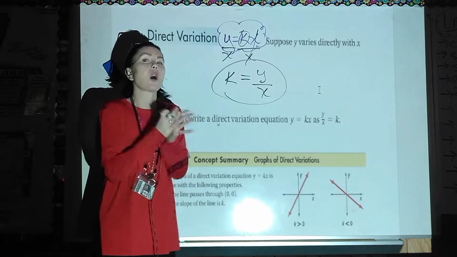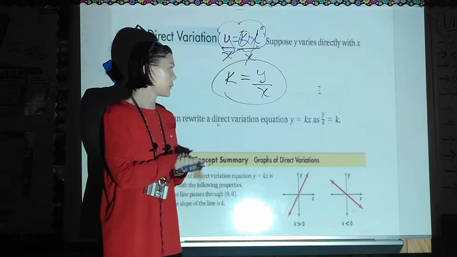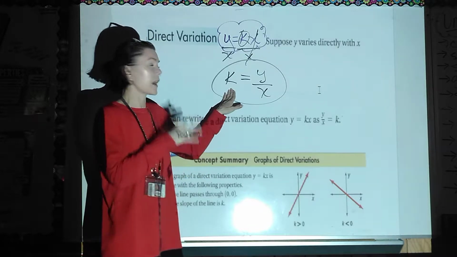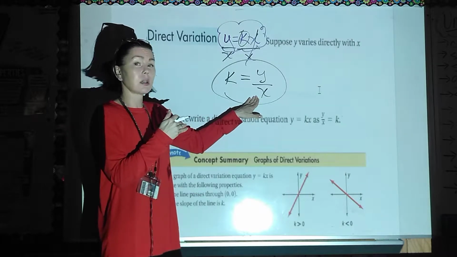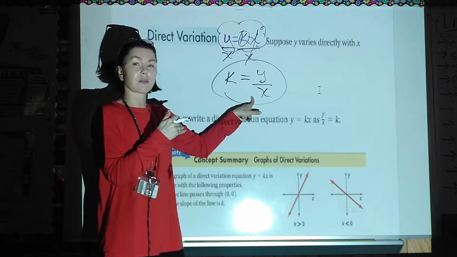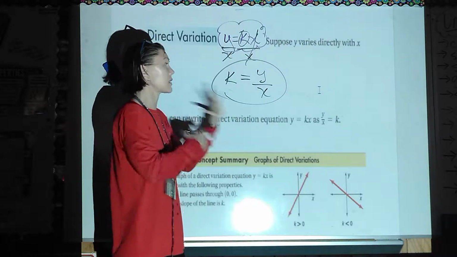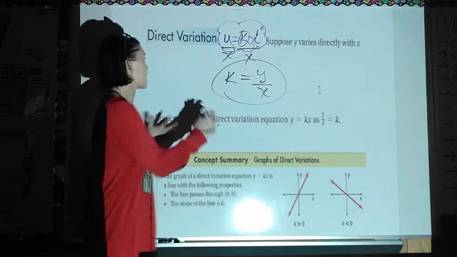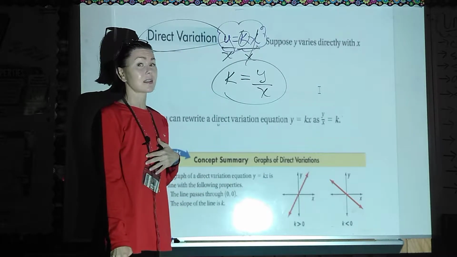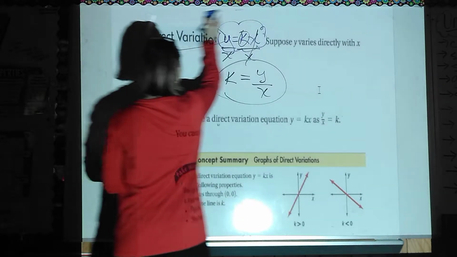So if you ever want to find out what your k is, what your constant is, and you're going to see that in the future, all you need to do is take your y divided by x, and that tells you your constant. And if it turns out to be the same number every time, then you can say, yes, this in fact is a direct variation. So moving on.